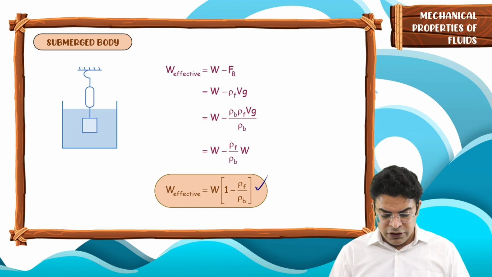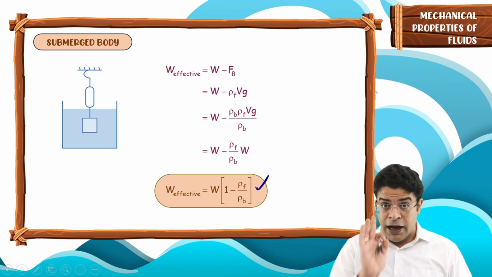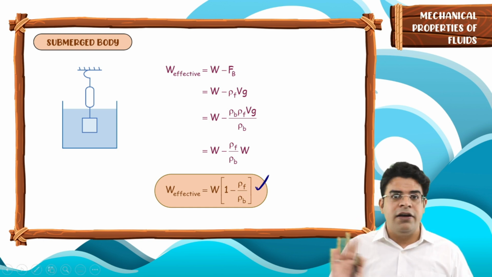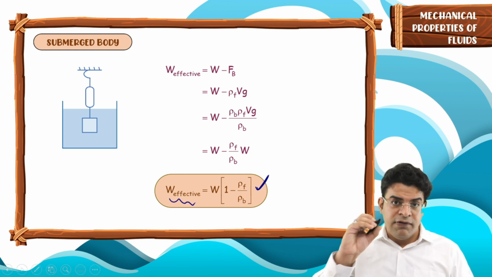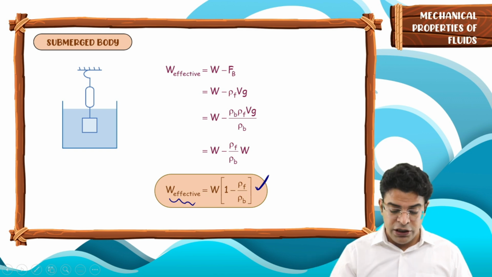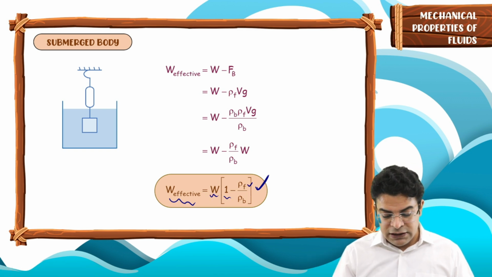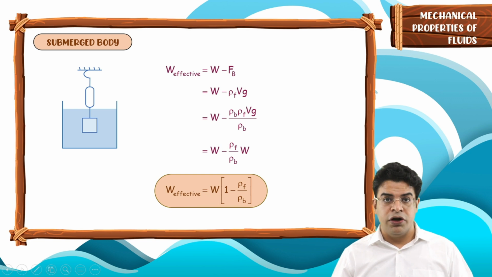So you need to keep this particular formula in mind. It is useful at many different places. So the effective weight of the body once inside the fluid, given that the body has density higher than the fluid, equals the actual weight into 1 minus density of fluid upon density of the body.